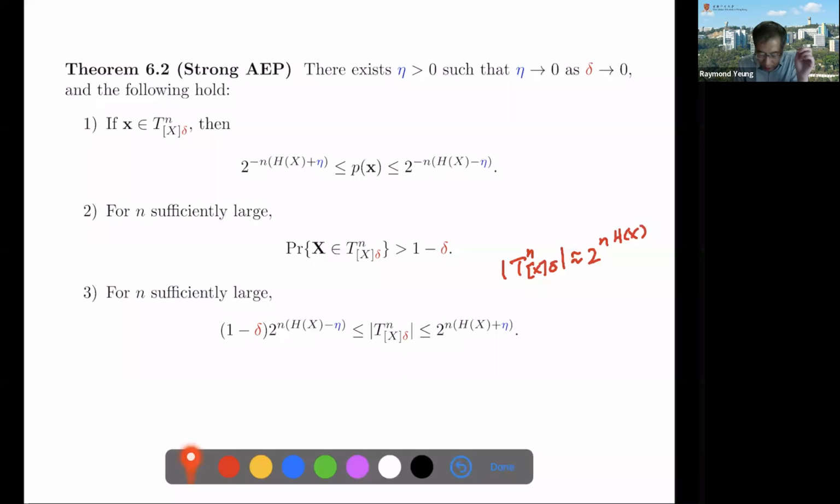And this sequence would have a probability approximately equal to 2 to the power minus n times the entropy. So this is what the strong AEP says. Now the third property is just a consequence of the second and the first property, namely that with probability almost 1, you get a typical sequence where each typical sequence has approximately 2 to the power minus n times entropy as the probability, and therefore the number of these typical sequences is simply 1 over the probability of each one of them, namely 2 to the power n times entropy of X. So this is intuitively what the AEP says.